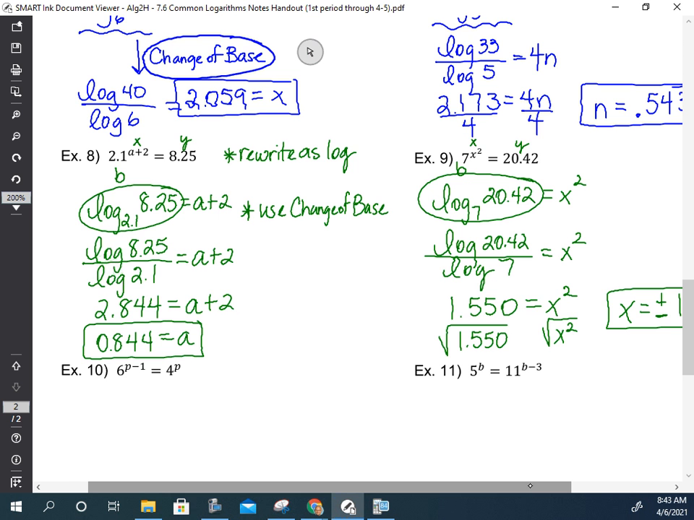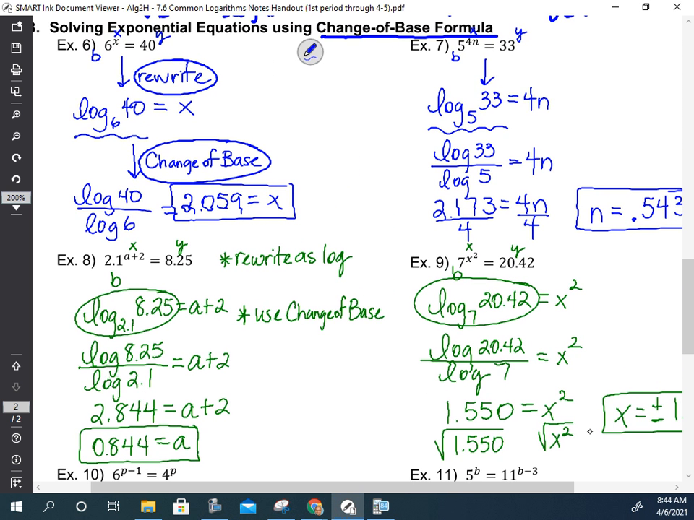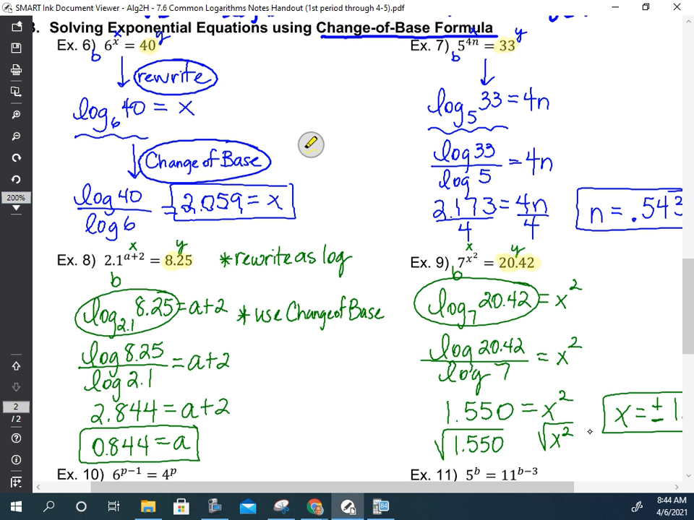Here's why. If you look at examples 6, 7, 8, and 9, each of these equations was equal to a number. So it made it very, very easy to rewrite it and then go about solving.